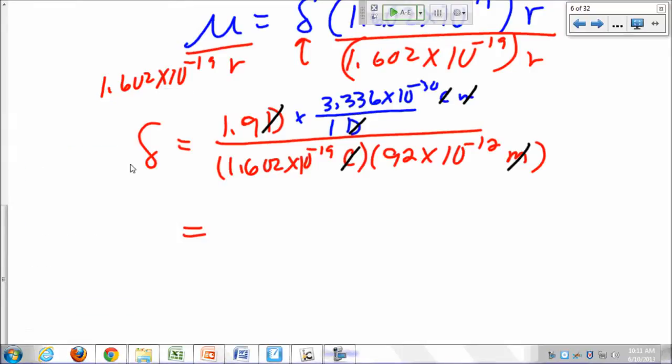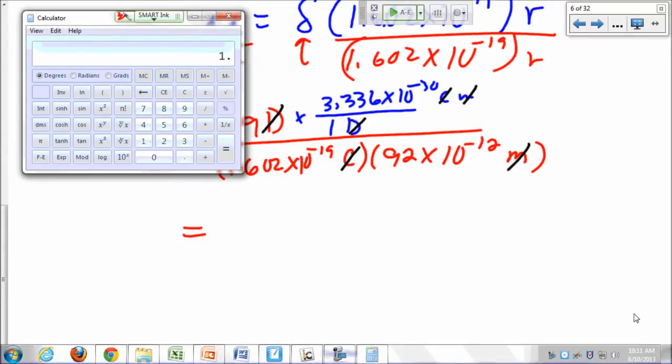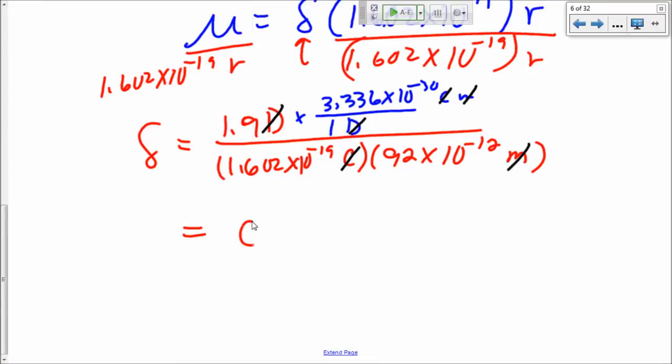Let's see. Okay, so 1.9 times 3.336 times 10 to the negative 30, divided by 1.602 times 10 to the negative 19, divided by 92 times 10 to the negative 12, 0.43. Okay? So we say that our ionic character is 0.43, or we say it's 43% ionic.